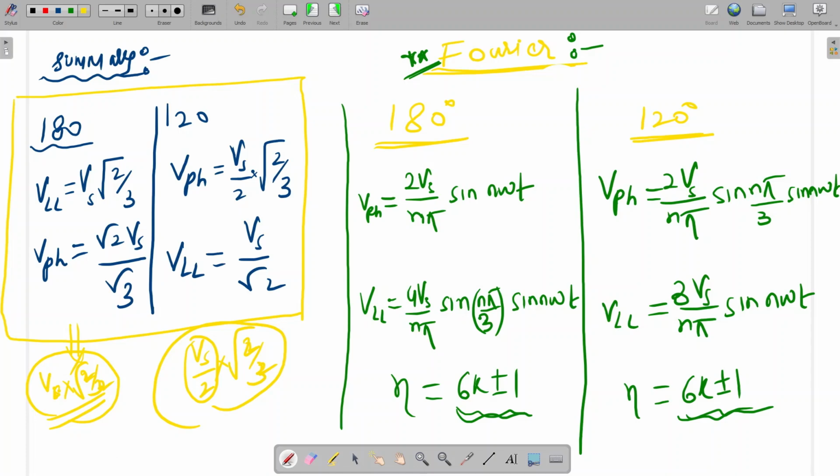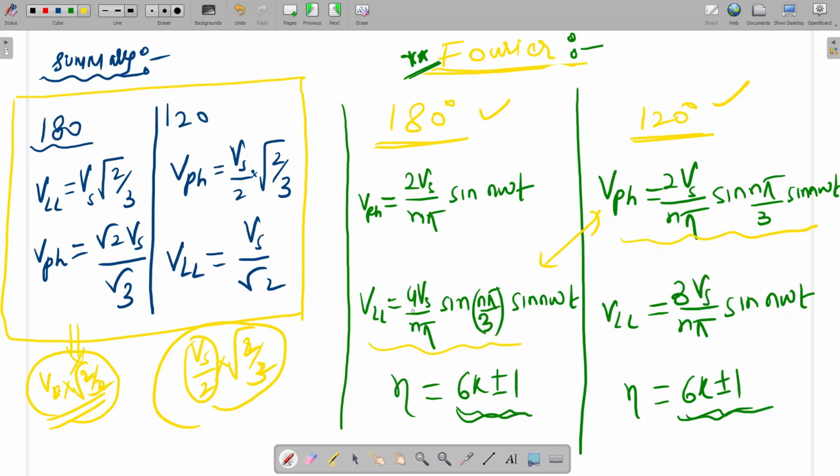Yes, sir. And these are the Fourier equations. For 180-degree mode and 120-degree mode, I have written them, you can derive them. If you see this waveform, a line to line voltage, this kind of thing we have already done in the case of, I think, the three-phase semi-converter or three-phase full converter, where some quasi-square kind of waveform is there. So see how we can remember this Fourier analysis.